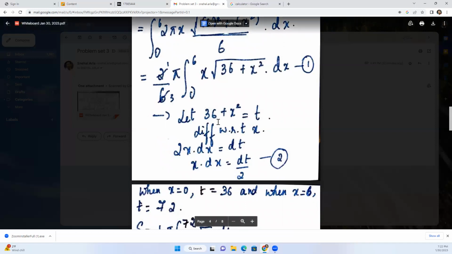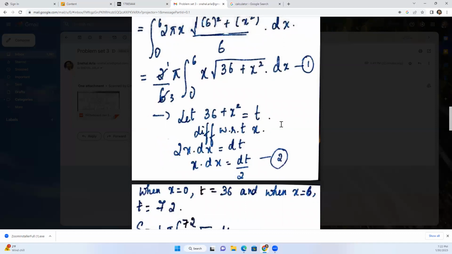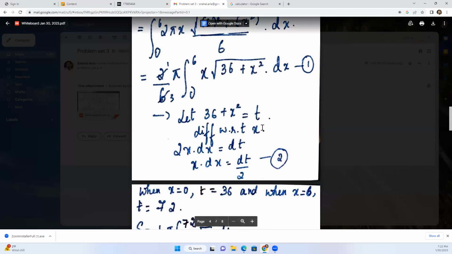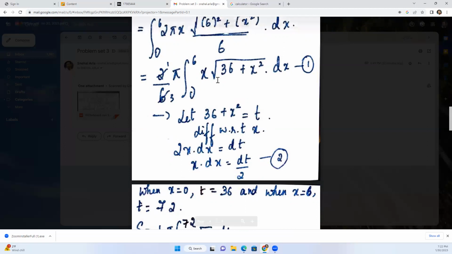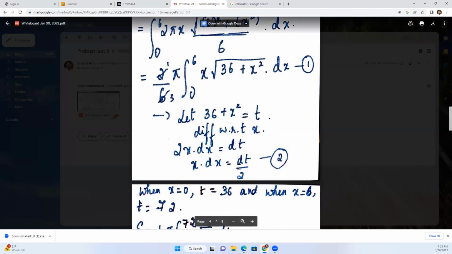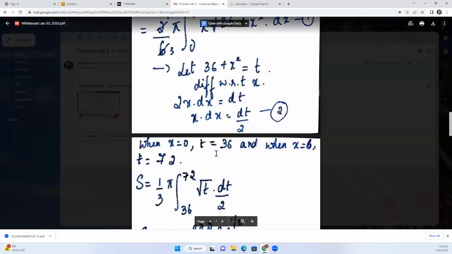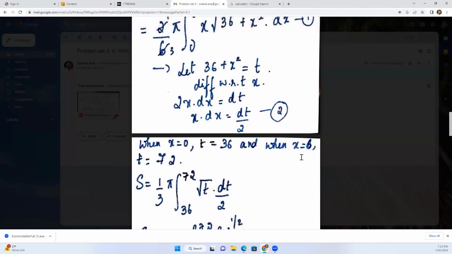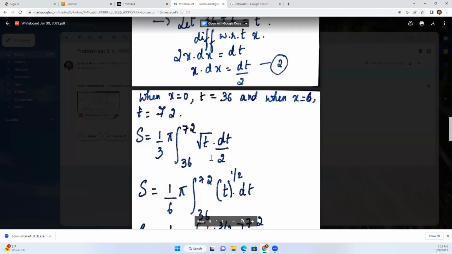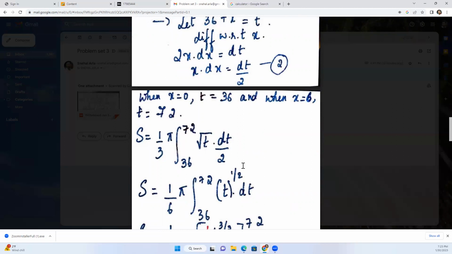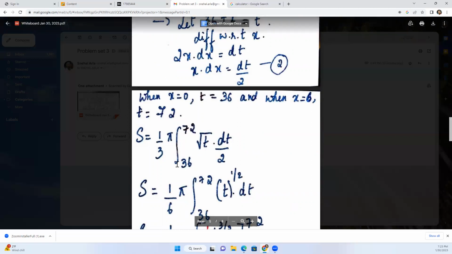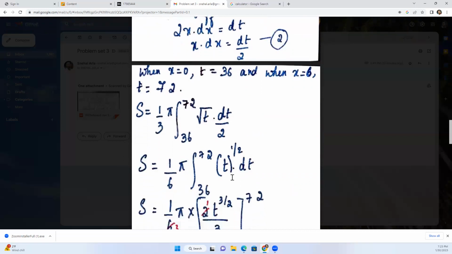We can let 36 plus x squared be t. Differentiating with respect to x, 36 becomes 0 and x squared becomes 2x, so 2x dx equals dt, and x dx equals dt over 2. Now when x equals 0, t is 36, and when x equals 6, t is 72. So the surface area is 1/3 pi times the integral from 36 to 72 of the square root of t dt over 2.